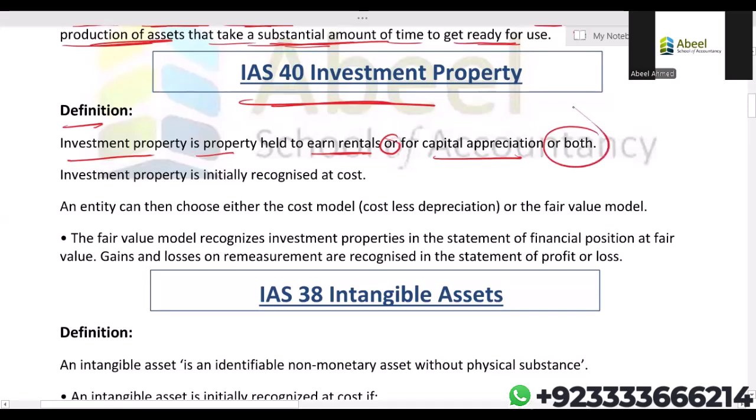Normally, capital appreciation takes time. Let's say your company bought a building for capital appreciation, but it will take time. So right now, your company has given that bungalow on rent. So investment property means the property which is for rent, on rental, you're getting a rental income, or capital appreciation, or even both. But please always remember one point.